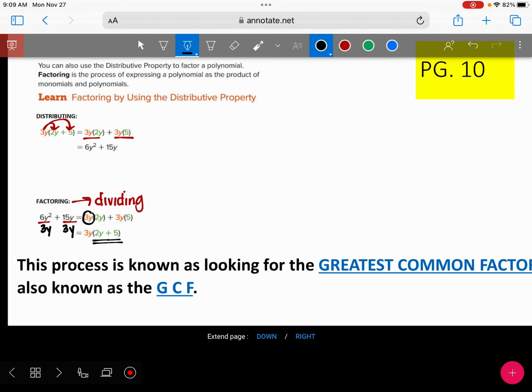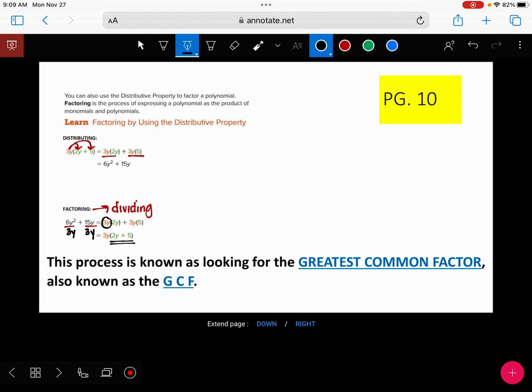So this process, go ahead and fill this in. When you're dividing, this process is known as looking for the greatest common factor. Who's heard those three words before together? Greatest common factor. You've heard of that? Okay. And we also call it the GCF. So go ahead, take a minute, fill that in on page 10.